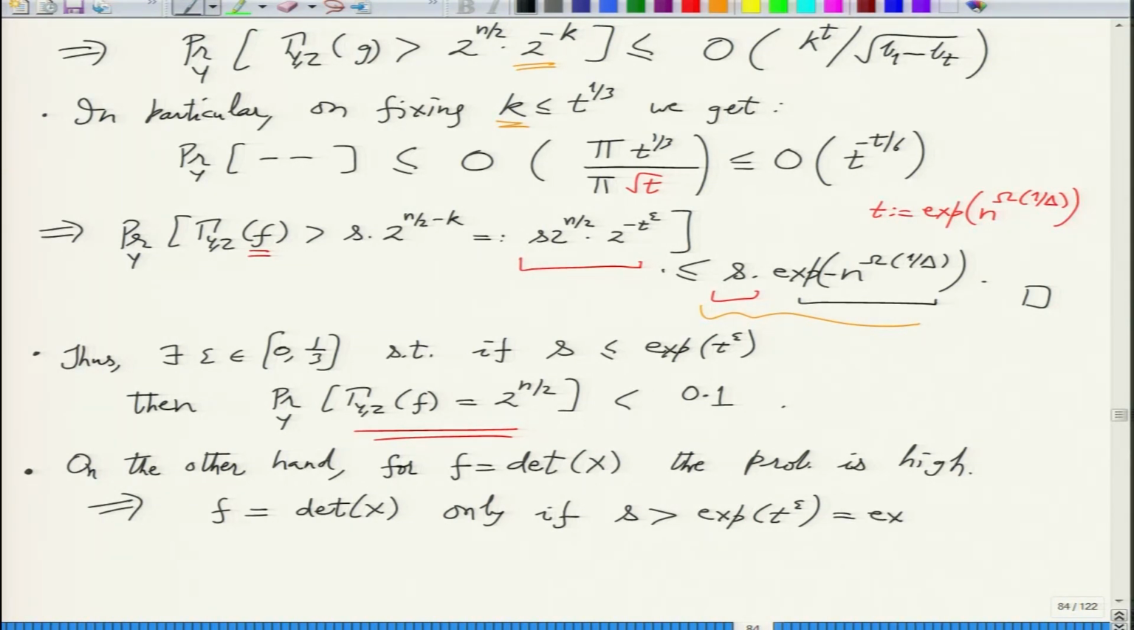Which is exponential in n raised to omega 1 by delta. So if for determinant we get this size lower bound for multilinear depth delta circuits, note that you are getting 2 raised to n raised to 1 by delta. So for delta constant, this is an OK bound. It's not optimal, but still you can call it exponential.